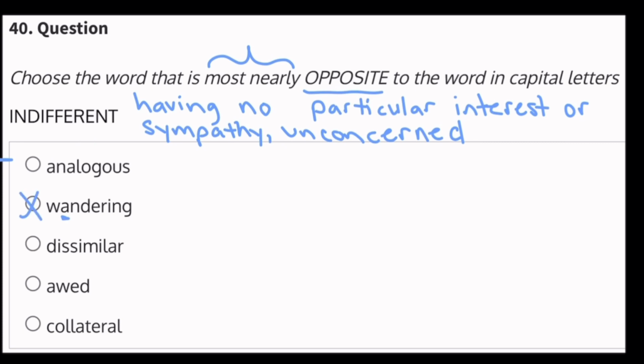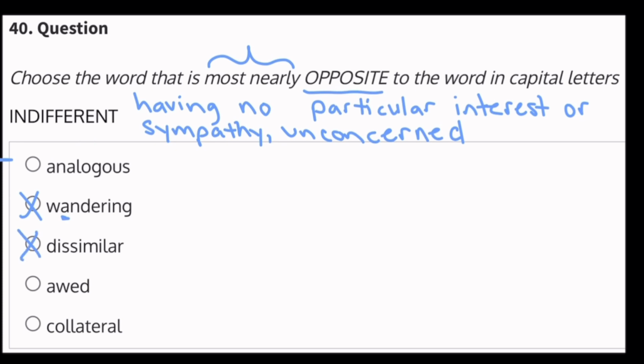Next, we have dissimilar, which is actually a synonym of different. So this is actually a distractor word if you think indifferent means non-different. Again, that's why it's important to remember and note what the actual definition is of the word in question, so that it makes it easier to evaluate the answer choices and eliminate these distractor words.